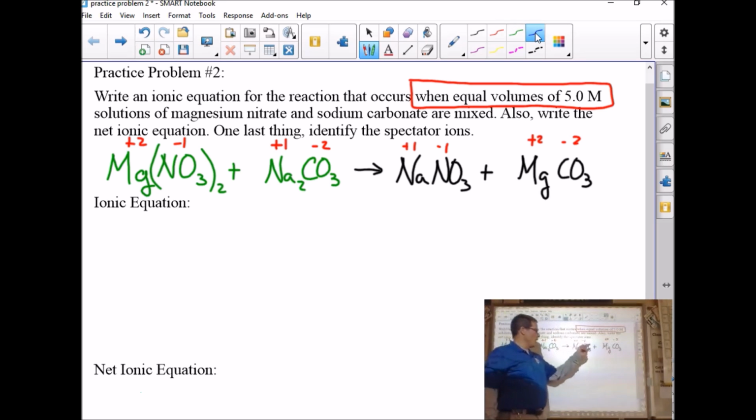We have a metal for non-metal, another metal for non-metal. So those are written correctly. Let's balance out the number of atoms on both sides. So how can we do that? Good. So put a 2 right there. So we have a 2 in front of the sodium nitrate. So it's balanced. Now the next thing to do is find out which of these is our PPT.